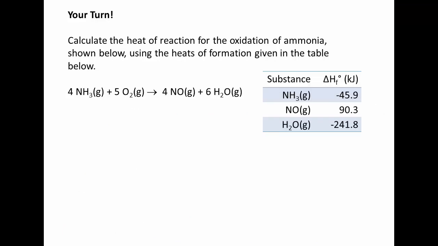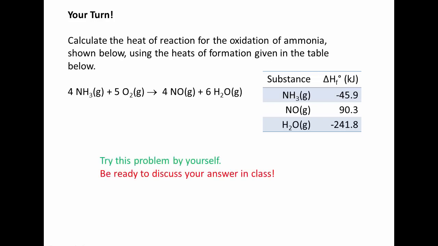What I would like you to do now is do the your turn problem, where you're going to do the same thing. I want you to calculate the heat of reaction for the oxidation of ammonia shown below. I've given you the heat of formation for everything that's needed. Remember that the heat of formation for oxygen is 0 because it's in its standard state as an element. So try this problem by yourself, and we'll discuss the answer when you get back to class.